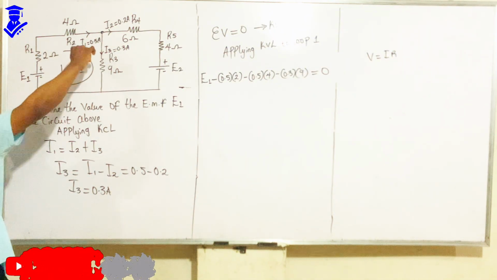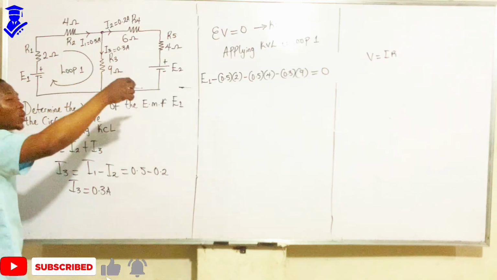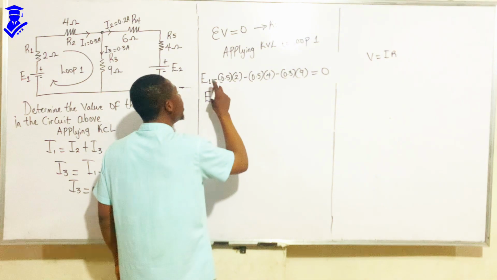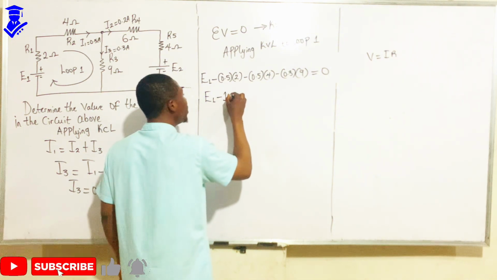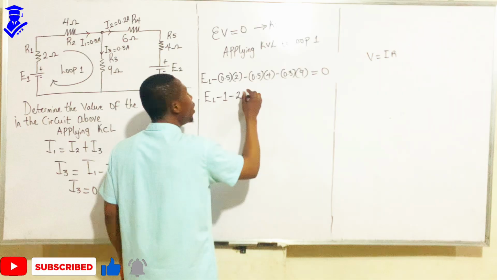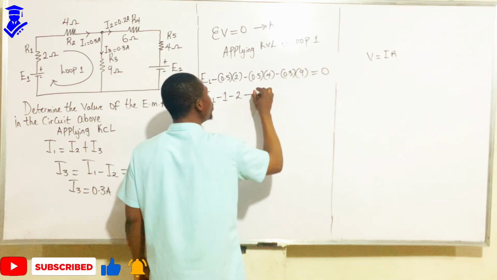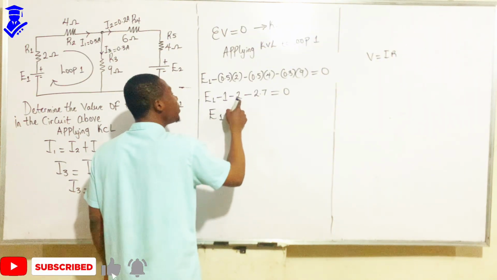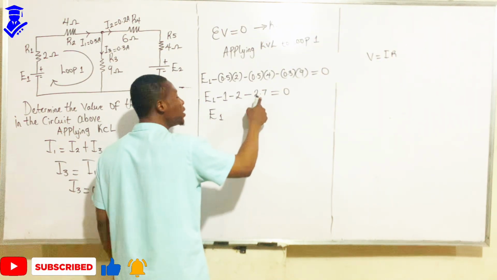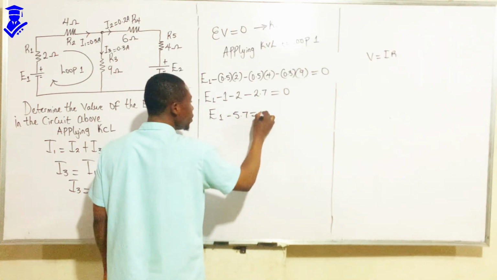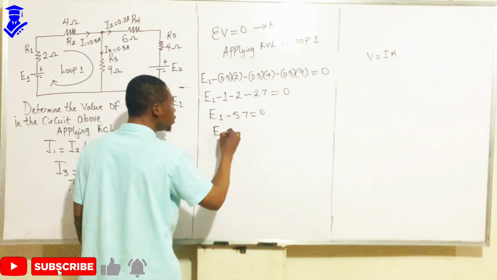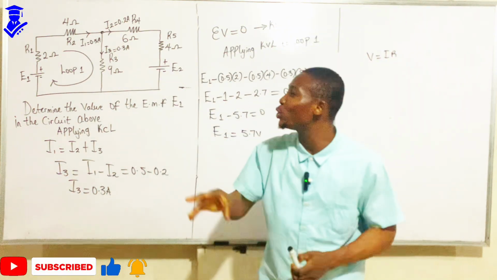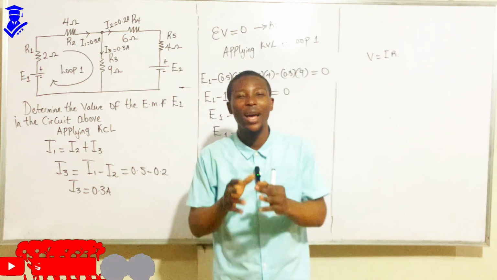Don't forget, the sum of voltage in a closed loop equals 0. So we have E1, then 0.5 times 2 gives us minus 1, minus 0.5 times 4 gives us minus 2, minus 0.3 times 9 gives us minus 2.7, equals 0. So E1 minus 1 minus 2 is minus 3, then minus 2.7, giving us minus 5.7 equals 0. Taking this to the other side, E1 is equal to 5.7 volts. Now, I would like you to try getting E2 and give your answer in the comment section.